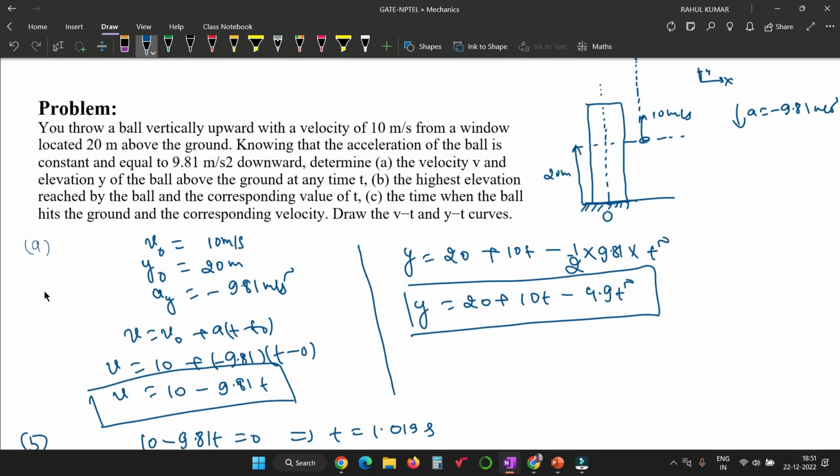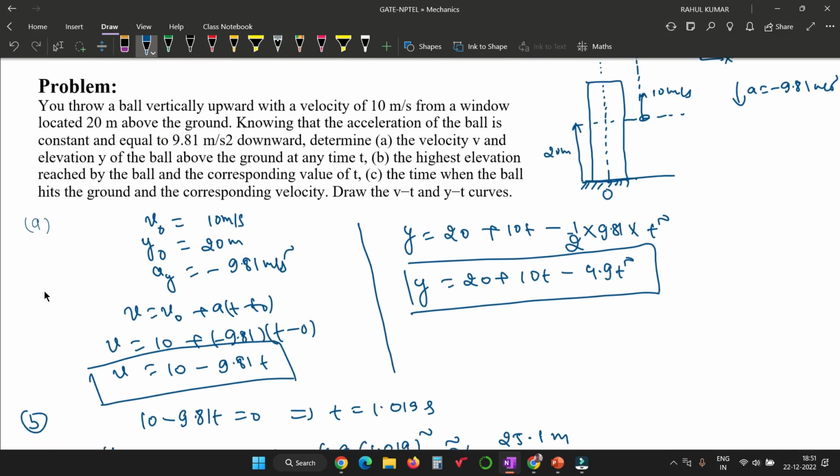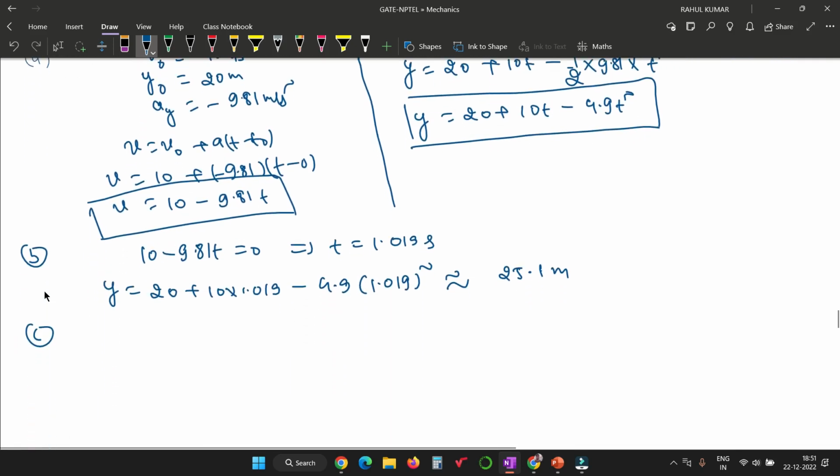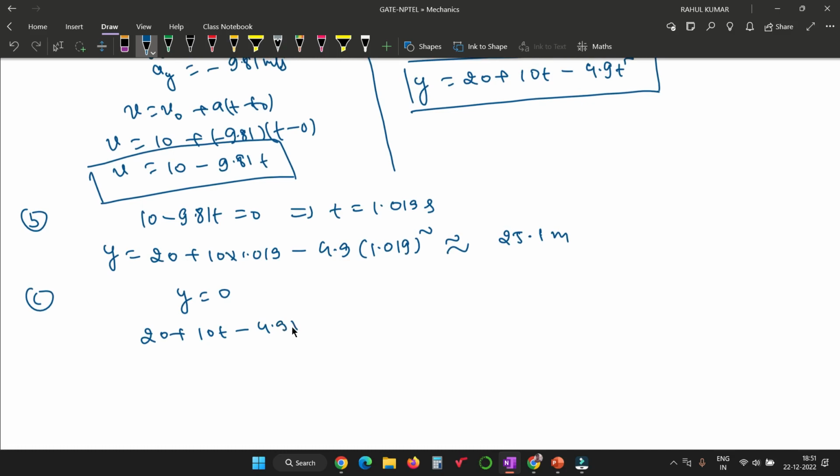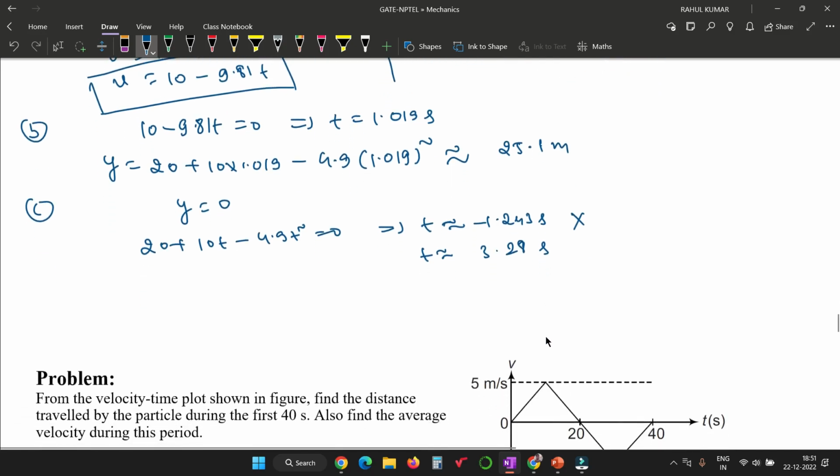And the C part is the time when the ball hits the ground. So what is the approach for this problem? You have to put y equal to 0. Just substitute y equal to 0, so you have to solve a quadratic equation, and you will get two values of time. The first is minus 1.243 second. You cannot take this, because time cannot be a negative number. And the second is 3.28 second.